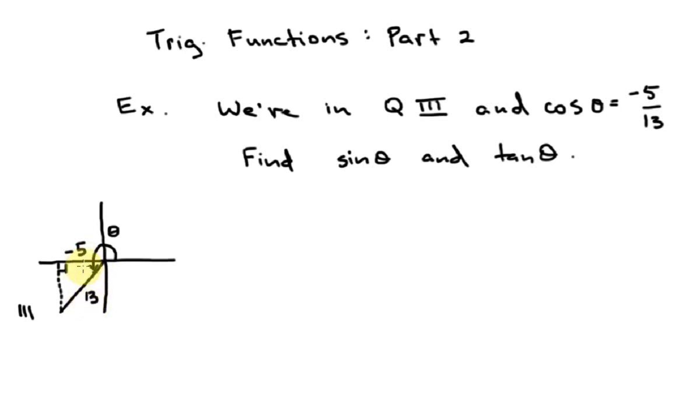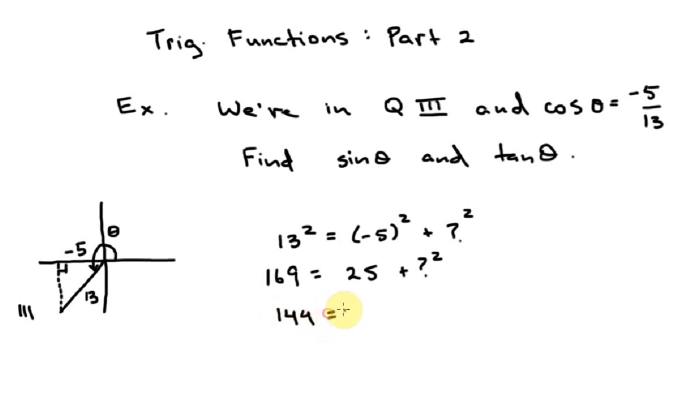Okay, so there we go. I've got two of the sides of my triangle. I'm going to use Pythagoras to figure out this missing side over here. So hypotenuse squared equals negative 5 squared plus this unknown side squared. Let's square these numbers, so I get 169 equals 25 plus the unknown side squared. We're going to subtract 25 from both sides, so we get 144. And then, of course, I will square root both sides, so I get basically 12.